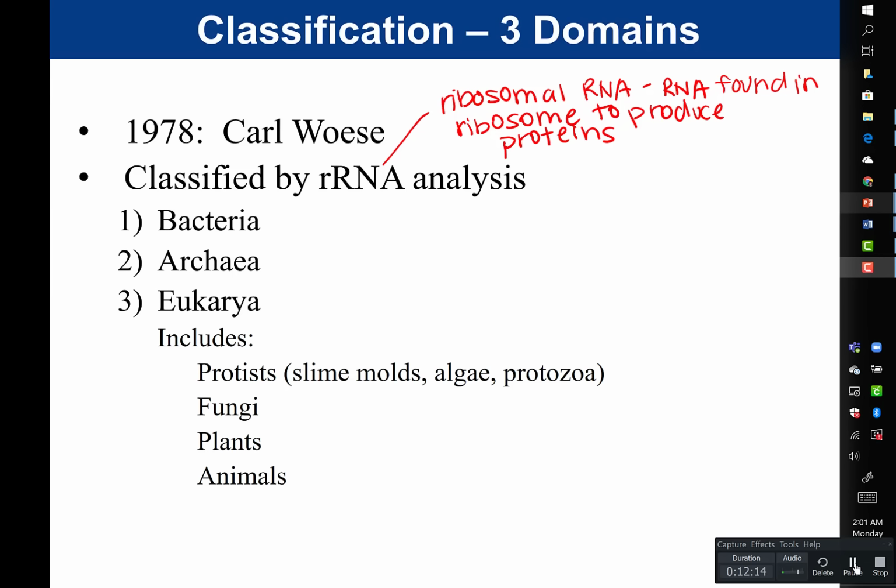The greater the number of differences in their ribosomal RNA, that means those organisms are more diverse, more distinct, and they evolved from each other a lot longer ago in our evolutionary history. And so they can use this ribosomal RNA in order to classify organisms. Now, in our current system, we have a 3-domain system, and our 3-domain system is bacteria, archaea, and eukarya.